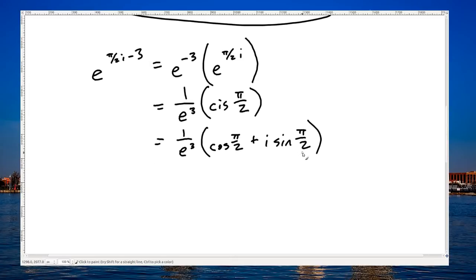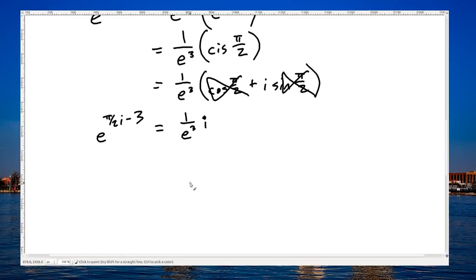And then now, since I know a little bit of trig, I happen to know that the cosine of pi over 2 is nothing. That goes away. Sine of pi over 2 is 1. So I just have, this is just an i right here. This is just going to be 1 over e cubed i. That's it. So it turns out this number is actually purely imaginary. It just goes up in the i direction on the xy plane.